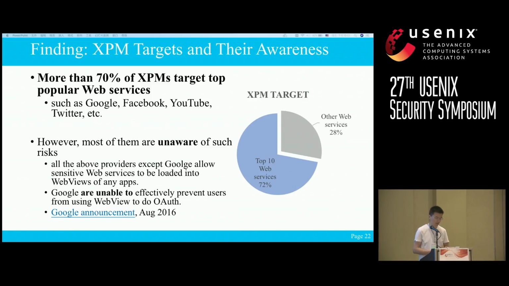Google announced in August 2016 that OAuth is no longer allowed in web view, but its countermeasure is easily bypassed. It only uses the user agent HTTP header to determine whether the request is from web view or not, but that HTTP header can be easily modified by the host apps, so its countermeasure can be bypassed easily.